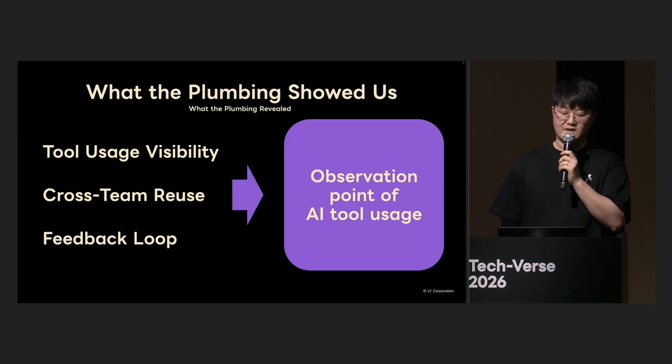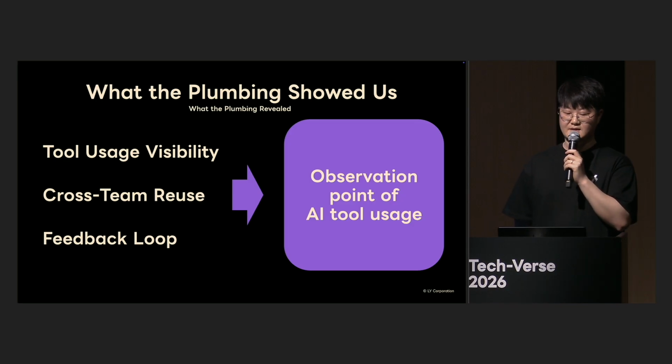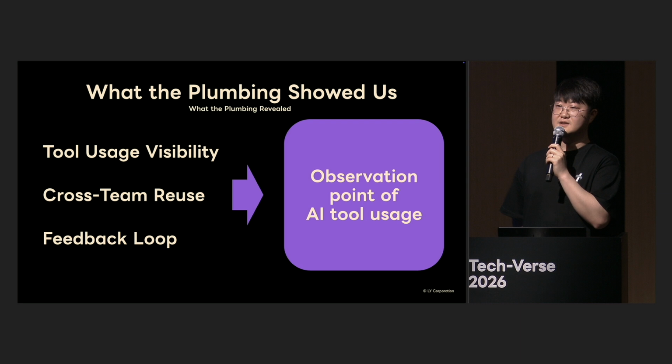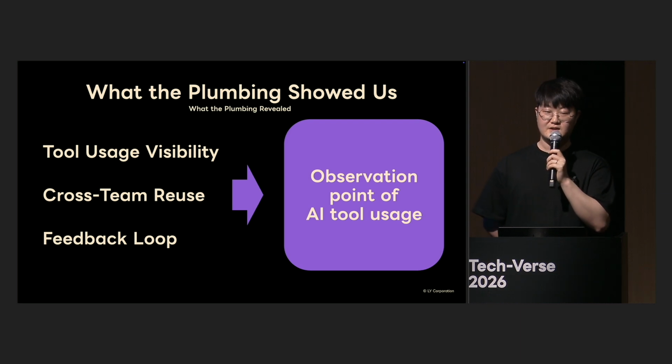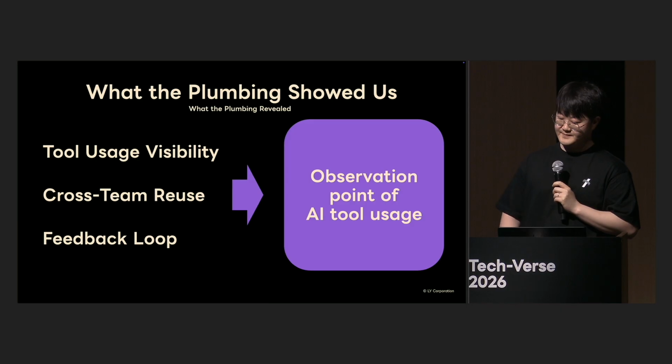For example, which features should be officially supported first? Which MCP server templates should be created? We can determine which features are important to actual users through traffic analysis. This means that initially, plumbing was installed to facilitate connections. After operations, the pipeline became an observation point for understanding the use of company-wide AI tools.